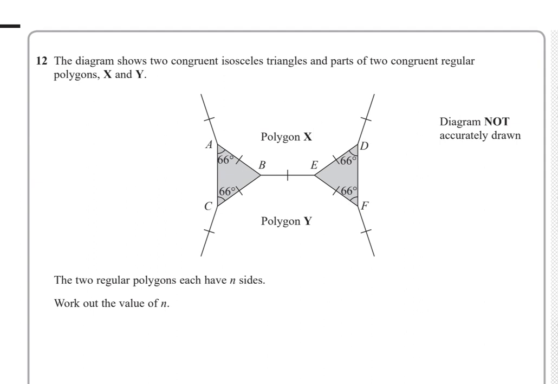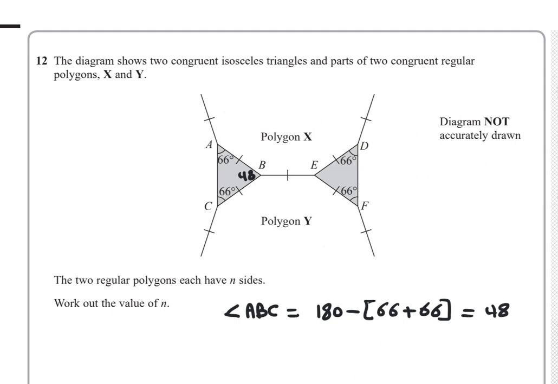Triangle ABC, this isosceles triangle, has angle A 66 and angle C 66. We can find angle B: 180 minus both, so angle ABC equals 180 minus (66 plus 66), which equals 48 degrees. So this angle is 48.